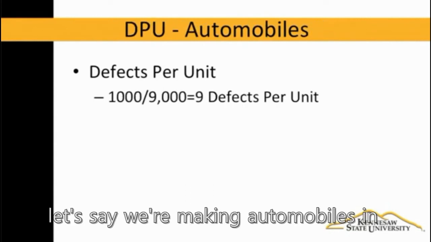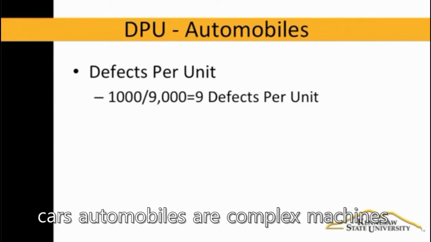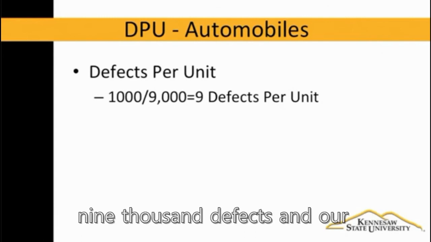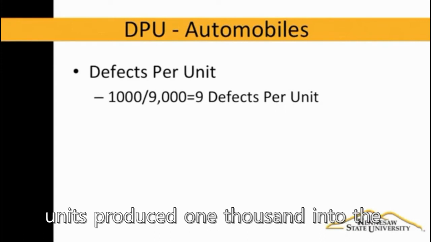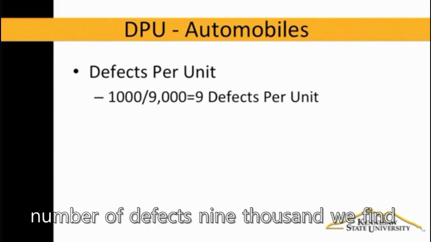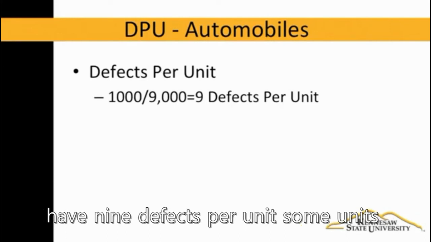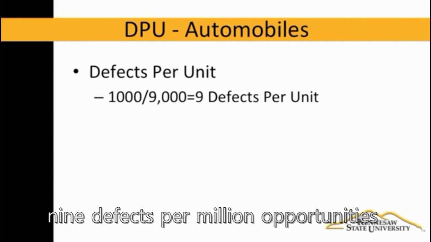Let's say we're making automobiles, and this month we produced 1,000 new cars. Automobiles are complex machines, and many things can go wrong. We found 9,000 defects in our automobiles. When we divide the number of units produced, 1,000, into the number of defects, 9,000, we find that we have 9 defects per unit. Some units may have more defects and some may have none at all, but the average number is 9.